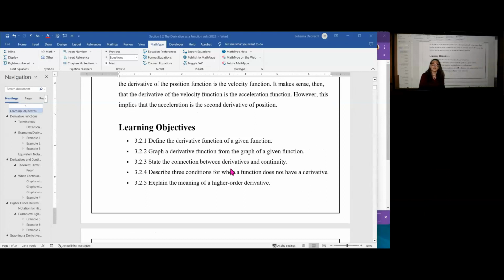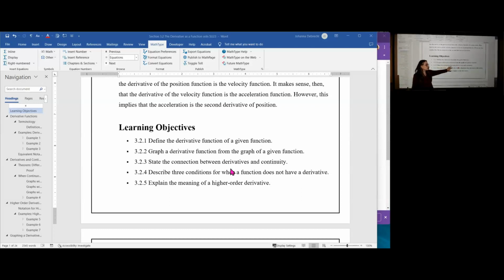Here are the learning objectives we're going to focus on in this video. We're going to define the derivative function of a given function. This means not at a specific point, but at any point in the domain of the function for which the derivative exists. Then we're going to graph a derivative function from the graph of a given function. Well, actually, we're going to do the second objective at the end of the video.